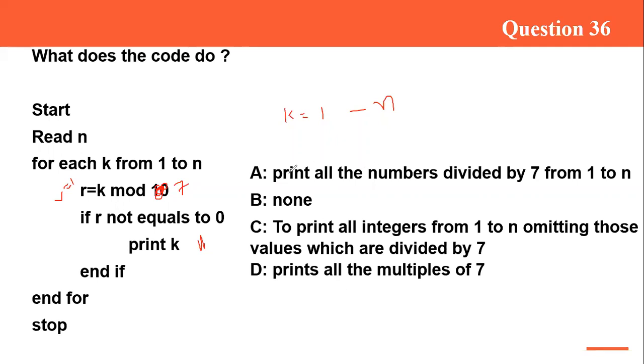Yes, clear everyone? I hope everyone understood that. Any doubts? Simply running the loop from 1 to n, checking whether those numbers are divisible by 7 or not. Whenever you get the remainder 0 when divided by 7, those numbers you are not printing. Other than that, every number you are printing. So that means printing all the integers from 1 to n, omitting those values which are divisible by 7. Okay, that's a typing mistake. Don't worry, it should be 7. So the answer is option C.